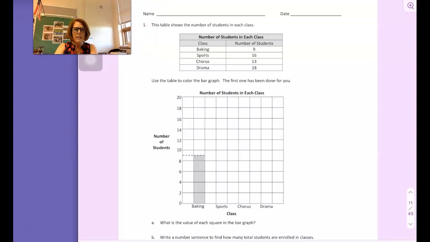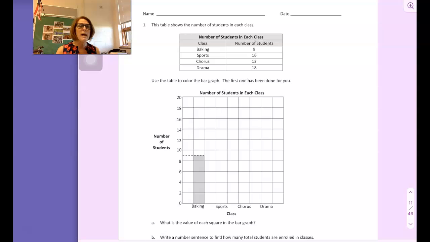And number 1 says, this table shows the number of students in each class. So we have number of students in each class. The classes are baking, sports, chorus, and drama. And then the number of students in each of those classes is over here. Use the table, which is this, to color the bar graph. The first one has been done for you.